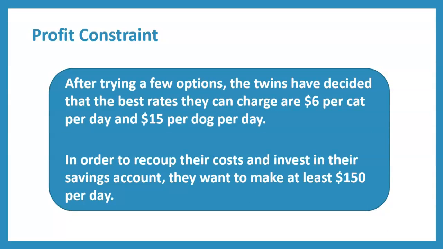So after trying a few different things, the twins have decided that the best rates they can charge are $6 per cat per day and $15 per dog per day, which honestly is pretty good rates. Their neighbors are getting a steal on pet sitting. In order to recoup their costs and invest in their savings account, they want to make sure they're making at least $150 per day. There's that "at least" phrase, which indicates to us we're going to be looking at an inequality.